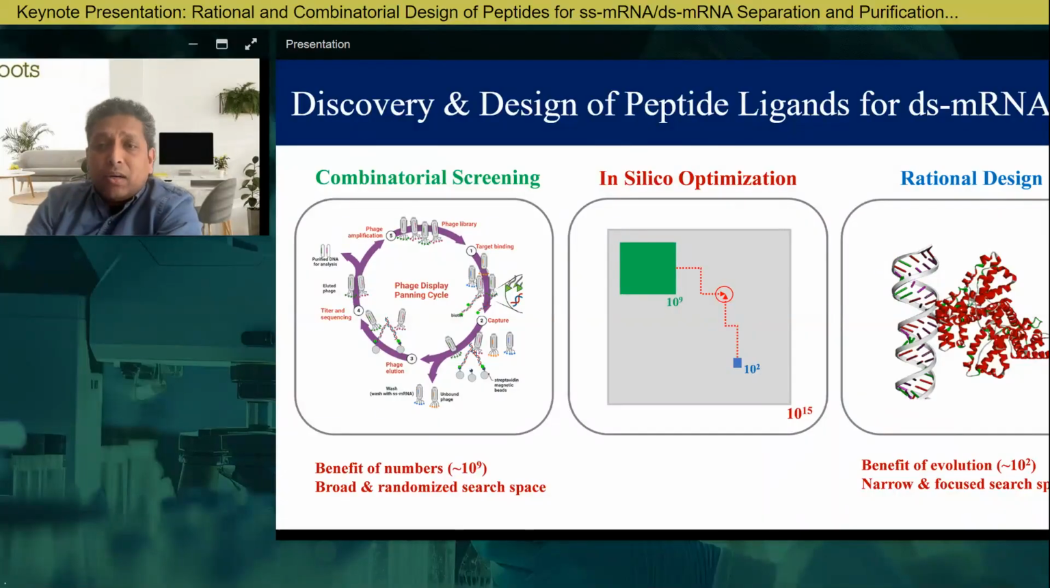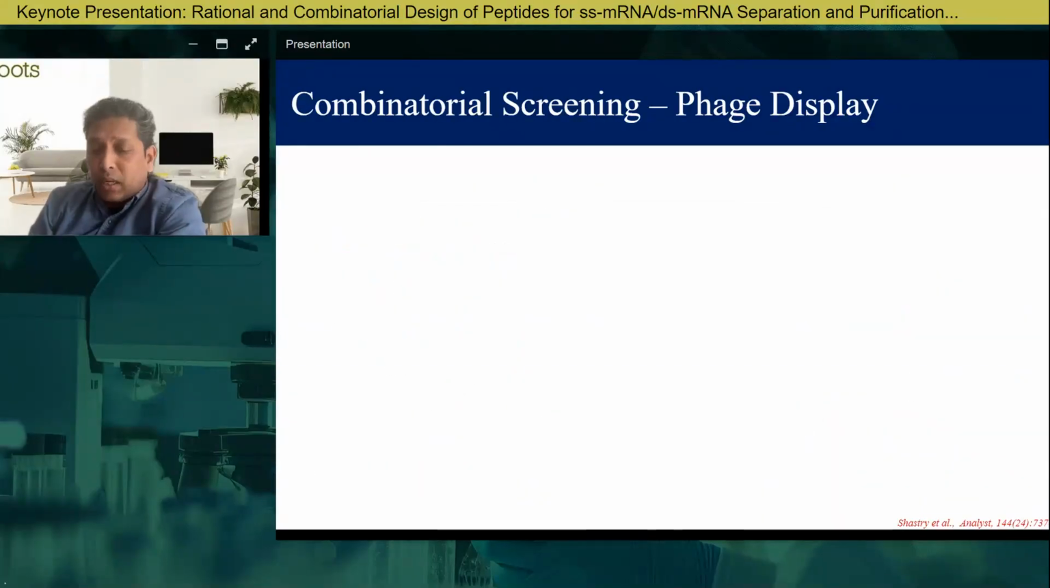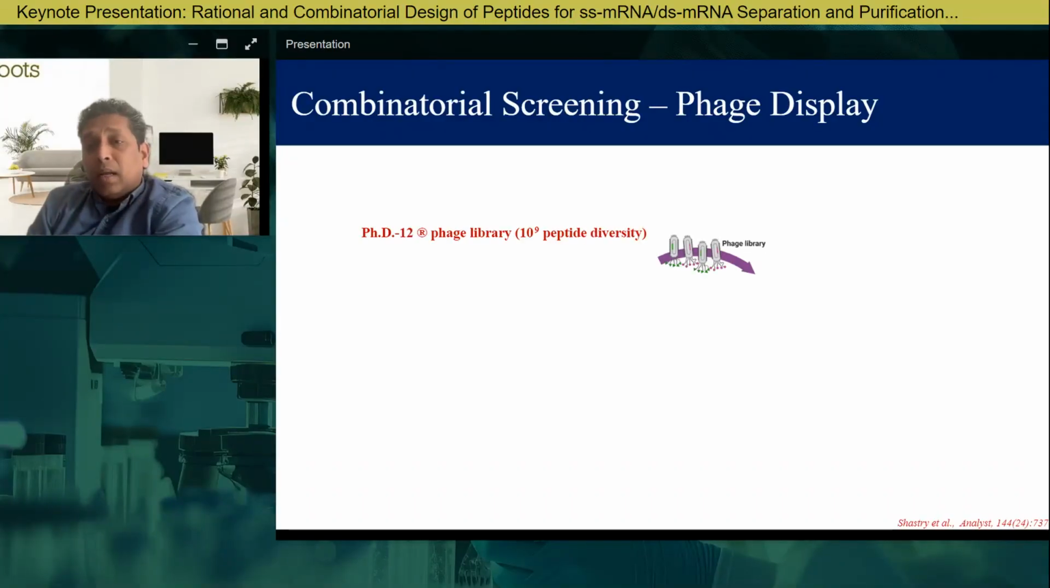So let me start with combinatorial screening first. I have a sense that some of the folks in the audience might be familiar with this. If you're not, I have one introductory slide here. What we are doing is leveraging a commercially available library that you can buy from New England Biolabs. It's called Ph.D.-12. The Ph.D. here stands for phage display. 12 stands for the length of the peptide sequence. So these are all 12 amino acids long. The diversity of this library is on the order of 10 to the 9.